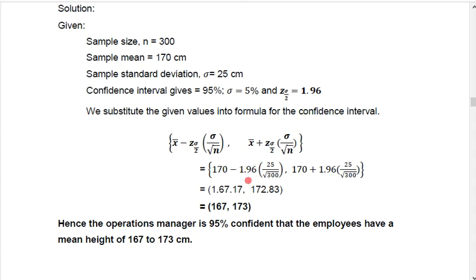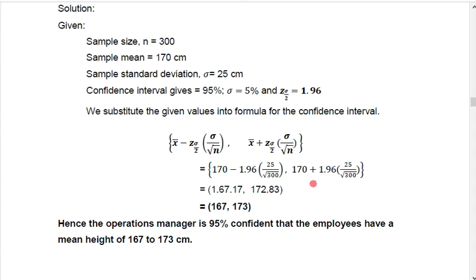Okay, so sinubstitute lang natin. And then standard deviation, which is 25 centimeter. And then the square root of n is 300. Okay. And also do it to the next value, which is sample mean, add the z-score, which is 1.96, and then 25 over the square root of 300.